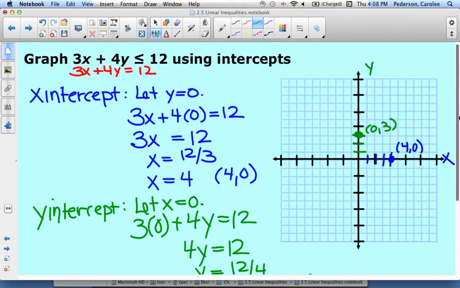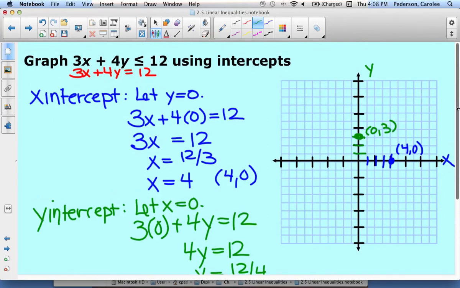Now we need to decide, is our line going to be solid or dashed? So we have to look at the inequality. Since it's equal to, it is going to be a solid line through those 2 points. The last thing we have to do is decide where to shade this inequality. So we have to do test points. So let's pick a point above and a point below.